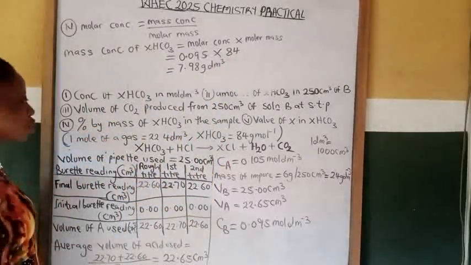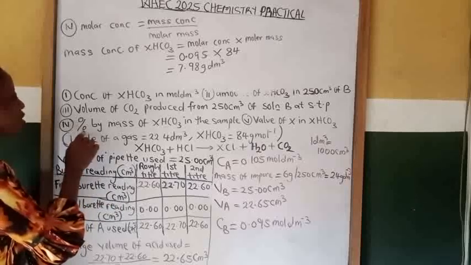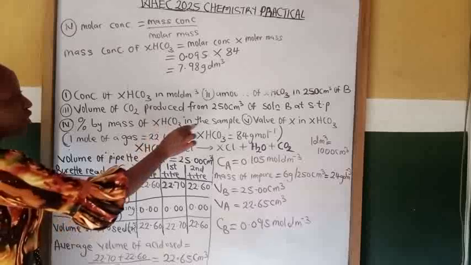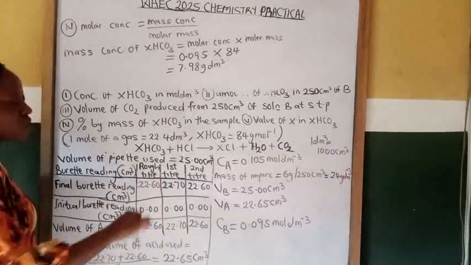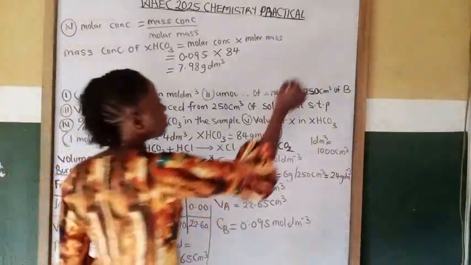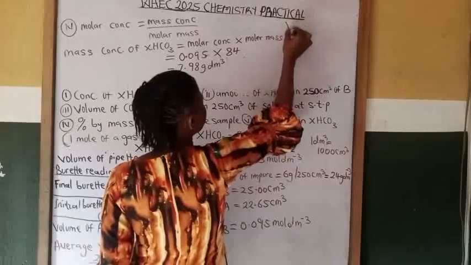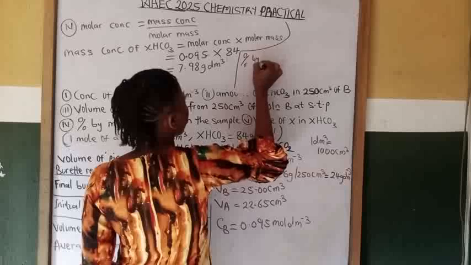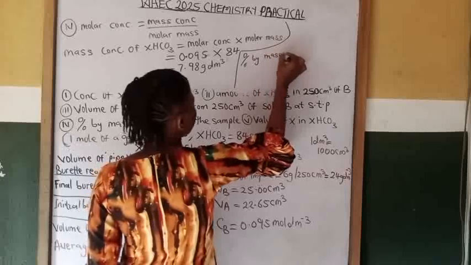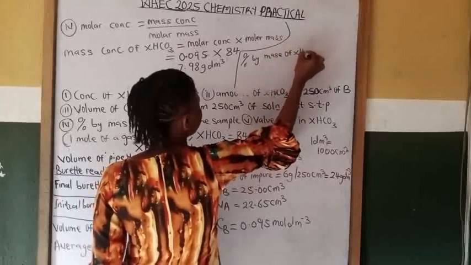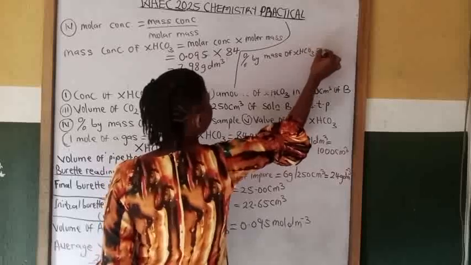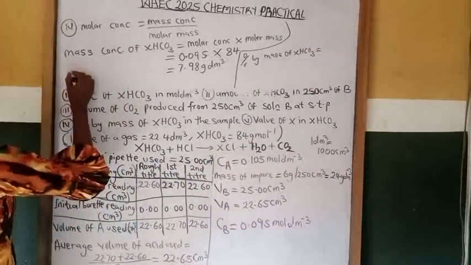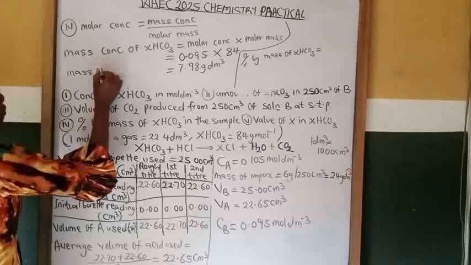That is not where we are going, but we are looking for the percentage by mass of XHCO3 in the sample, because the sample consists of impure substance. So the final answer now, the percentage by mass of XHCO3 will now be the mass of pure. So this is our mass of pure. Mass of pure.